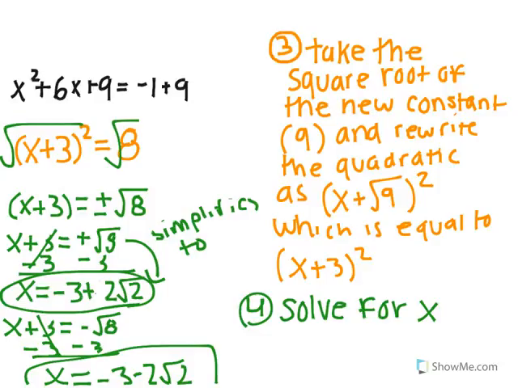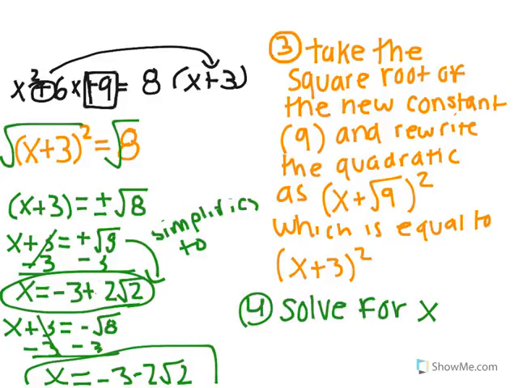Now, I rewrote my equation, and I'm going to rewrite this as an 8 to make my life easier. Now I take the square root of my new constant on this side, which is 9, and I rewrite it as a binomial. I take the sign from here, so it's going to be positive, and I square it. So I end up with x plus 3 squared equals 8.